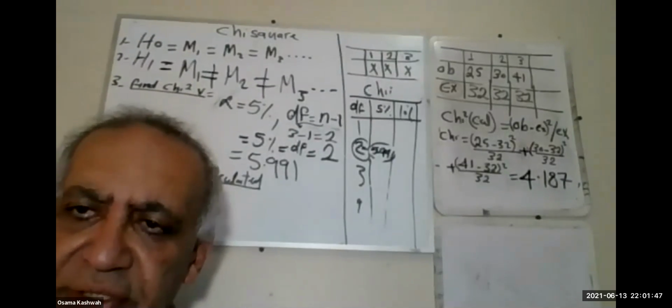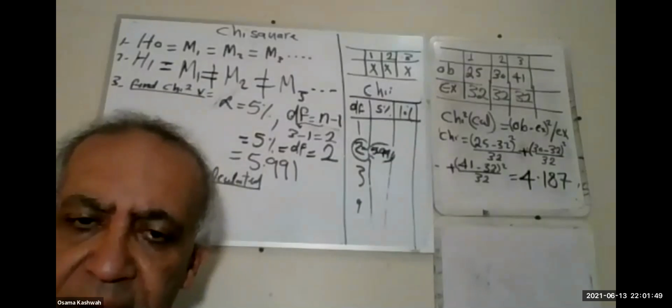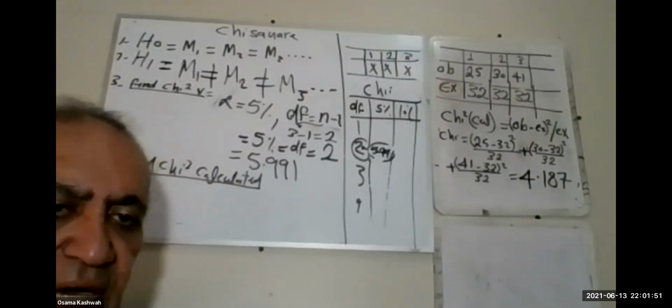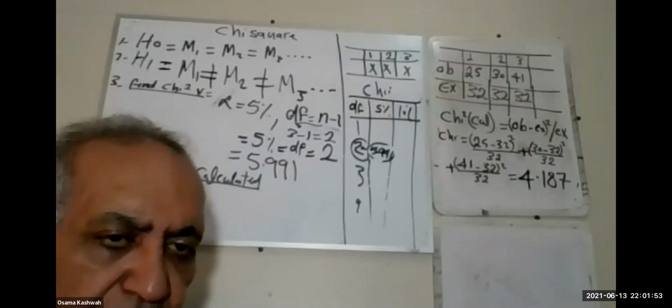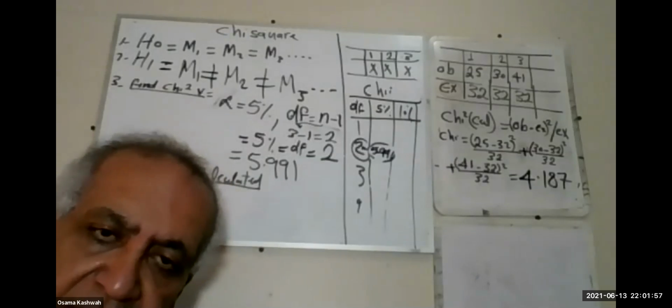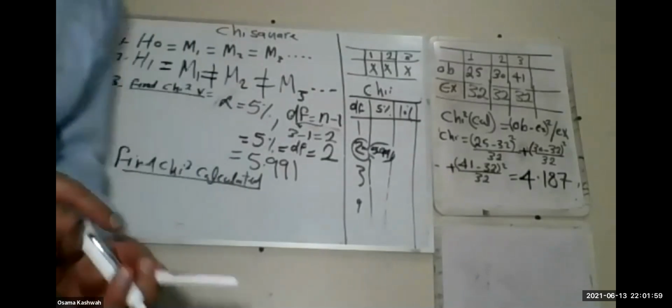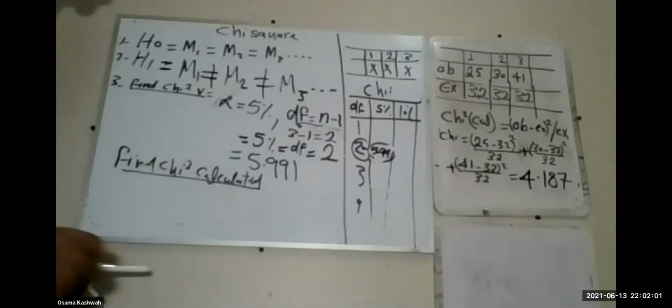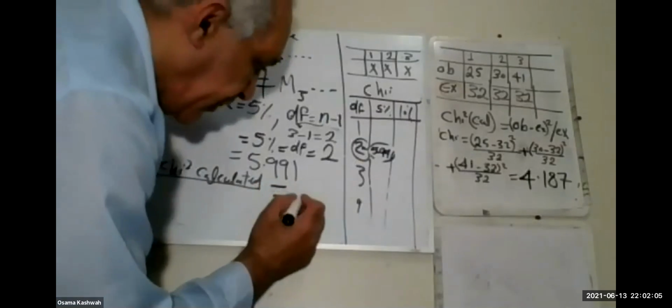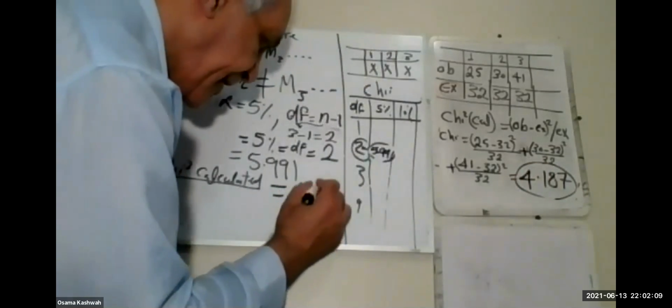So now I have calculated the chi-square calculated, which equals 4.187. Perfect. That's very perfect. Now I have the comparison. I have to compare. This will equal what I got just now, 4.187.